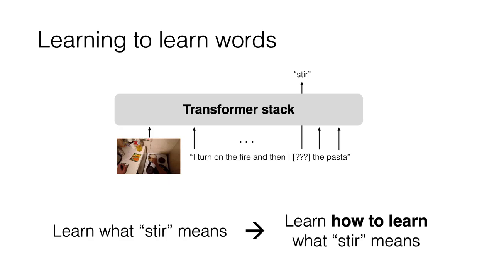The key idea of our work is to take the state-of-the-art visual language models, as the one we saw before, and add a layer of abstraction to them. Rather than learning fixed representations, we want to learn the acquisition process itself. Looking back at the previous example, we don't want the system to simply learn what stir means, but we want it to learn how to learn what stir means.